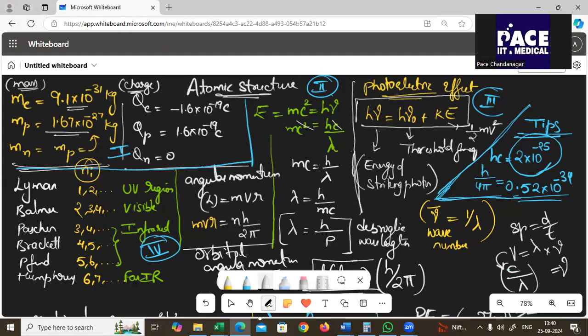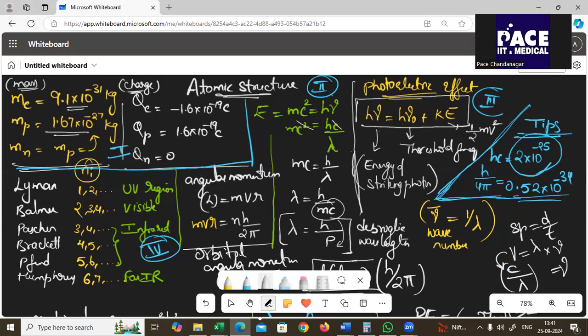So mc square is equal to hc by lambda. One c gets cut. mc is equal to h by lambda. So taking lambda to the left side, lambda is h by mc. m into c, c is the velocity, right? So mass into velocity is nothing but momentum. So mc is nothing but your p, which is momentum. Lambda is equal to h by p, where h is your Planck's constant.